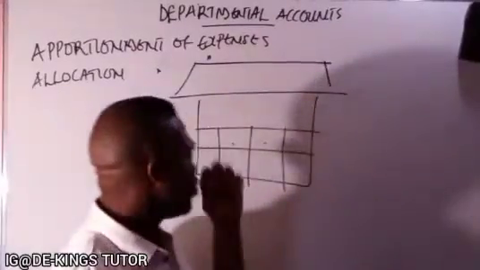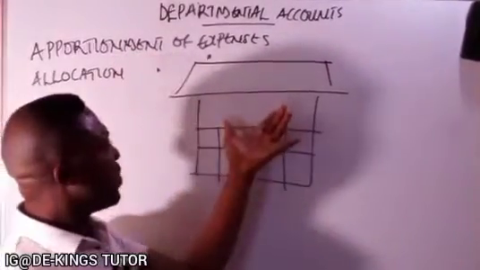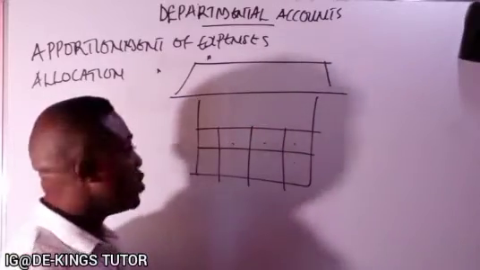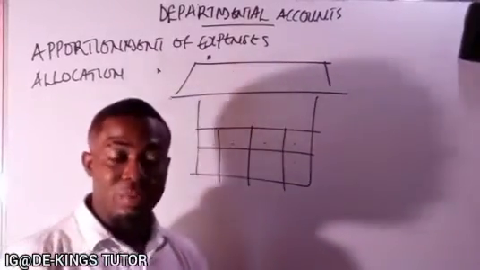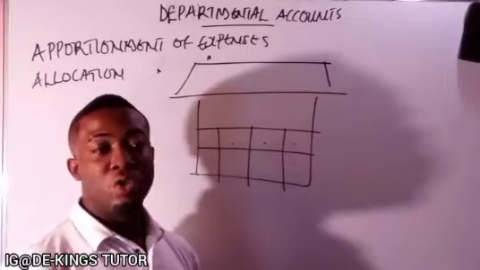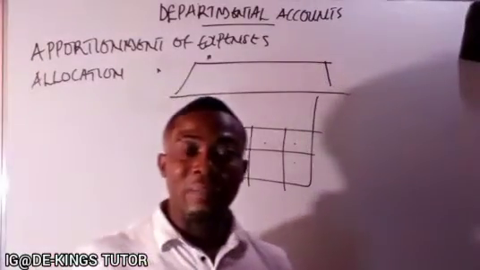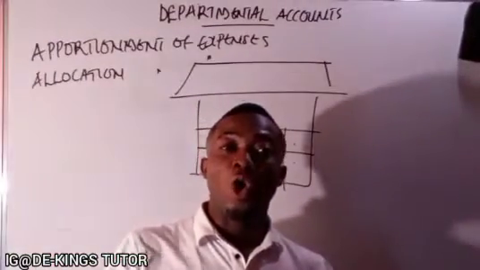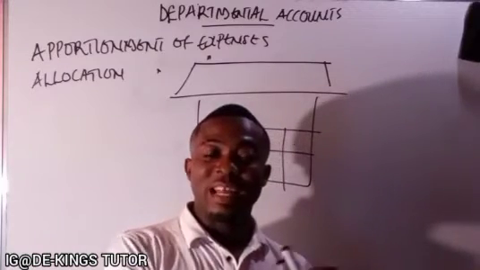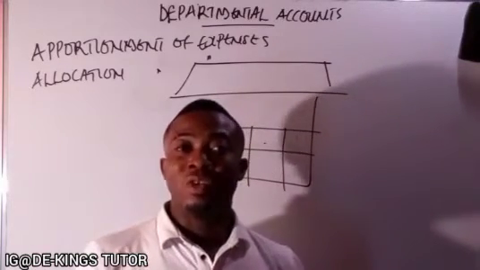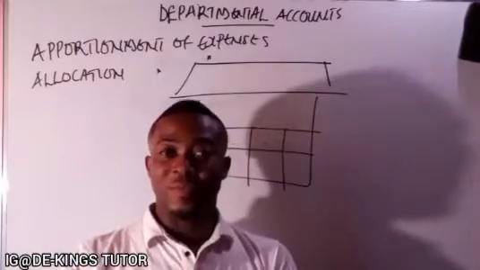So in terms of departmental accounts, there are expenses that need to be apportioned, due to the fact that the benefit accrues to all departments. So they have to get a fair share of these expenses, bringing it together so that they can pay for it.